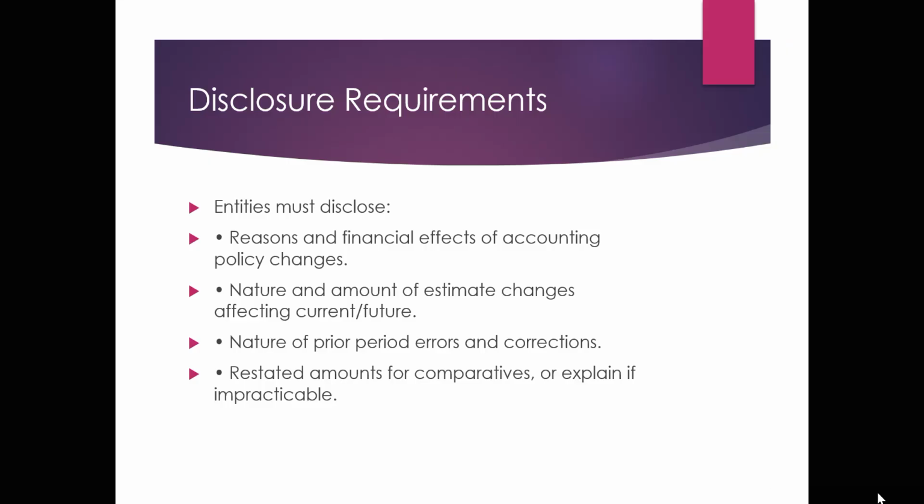Then the nature of prior period errors and corrections which we've made, which I explained in that account, and the amount will be restated for comparative figures, or you explain if impracticable. Most times it is practicable; I've not seen any account where you cannot bring comparative figures. You always show it in the comparative figures the following year. As you made the adjustment this year, you show it in your comparative account to show how the figures changed, and explain why you've changed them. That is how that works.